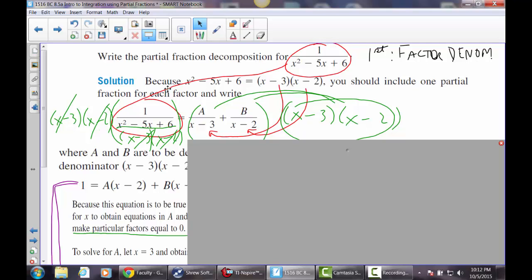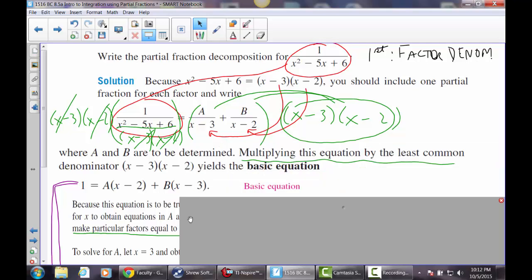So I'm going to multiply both sides by that. On the left side, of course, they just cancel out, and I'm left with 1. On the right side, when I multiply this expression by the first fraction, the x minus 3's will cancel, but I'll be left with a times x minus 2, which is right here. When I take this expression and multiply it by the second term, the x minus 2's will cancel, leaving me with b times x minus 3.